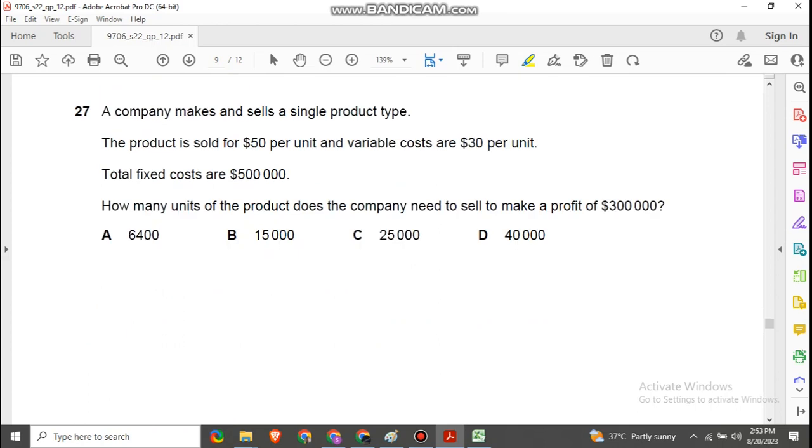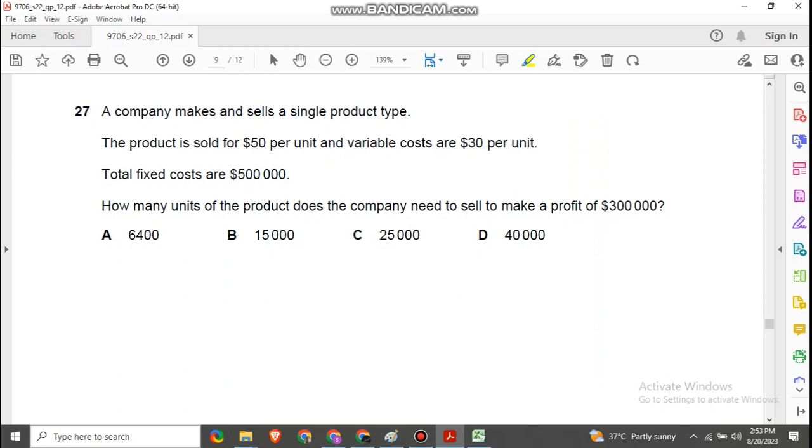The next question that we have is question number 27. A company makes and sells a single product type. The product is sold for $50 per unit and the variable cost is $30 per unit. Total fixed costs are $500,000. How many units of the product does the company need to sell to make a profit of $300,000? Okay, so this is called a desired profit.